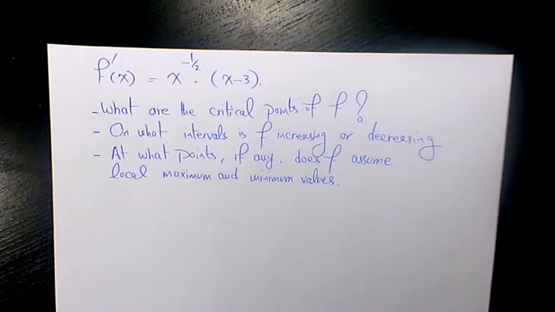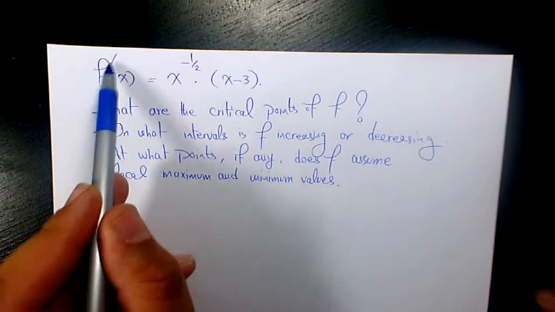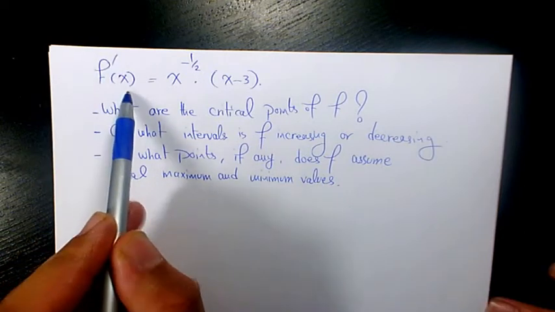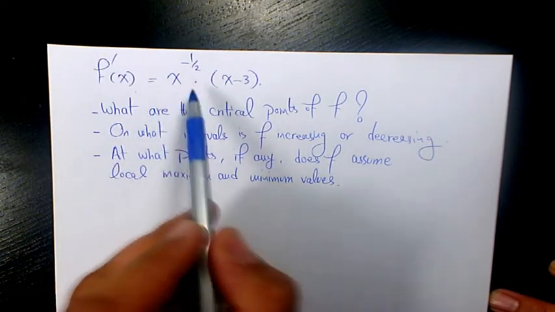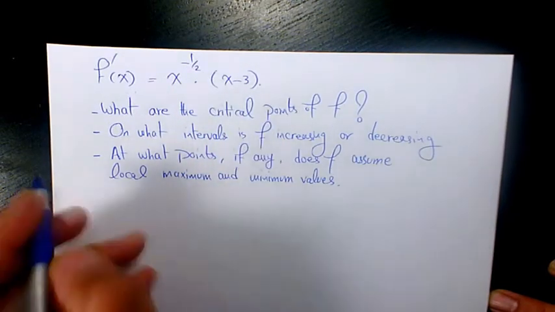Welcome to another video. In this video I want to talk about critical points and find the interval of increase or decrease, and also find out the local minimum and local maximum. And here we have f prime x, which is the first derivative of f of x. It's equal to x to the power of negative 1/2 times x minus 3.